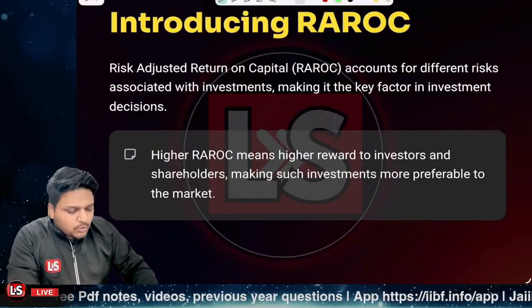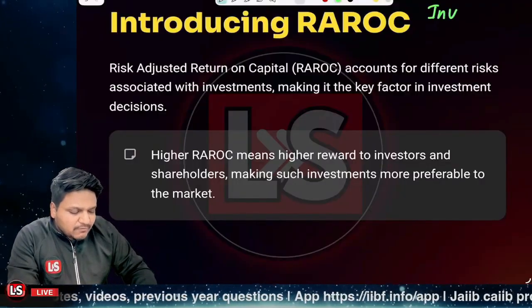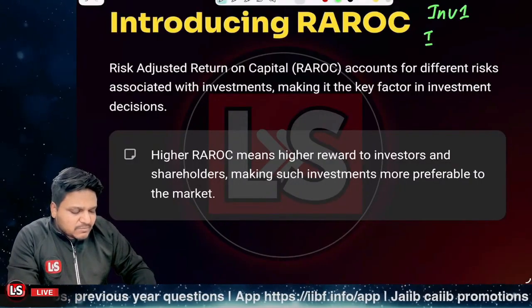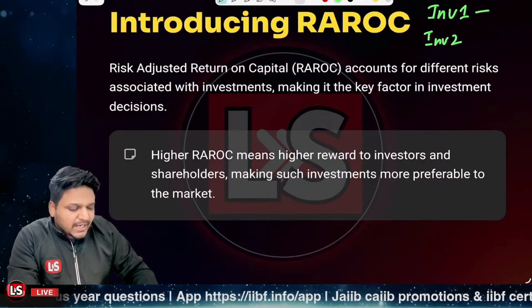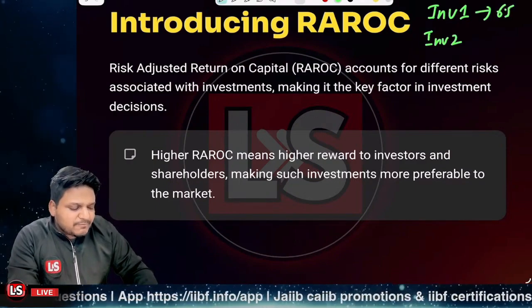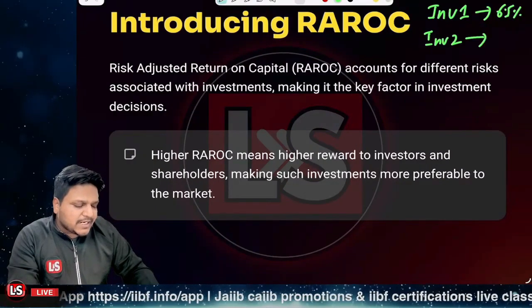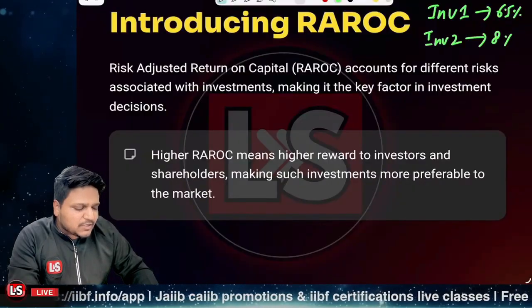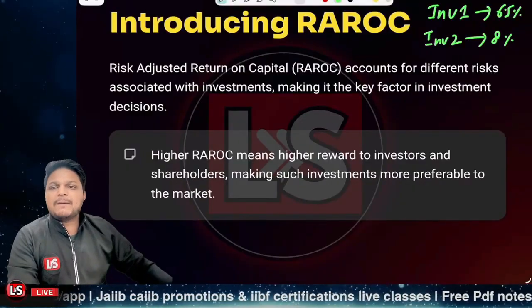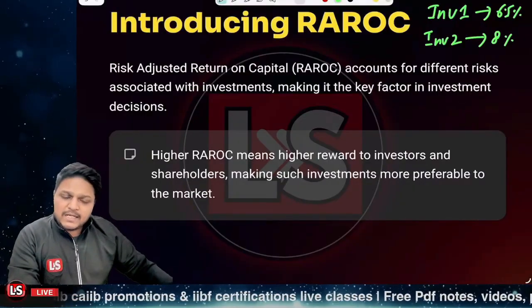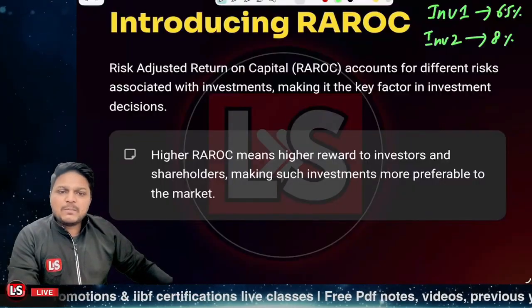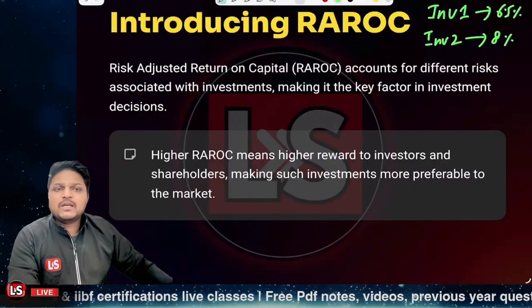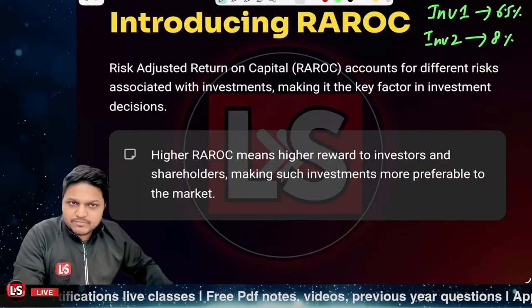As I told you, there are two investments, INV1 and INV2. In INV1 you have a 6.5% RAROC. In INV2 you have an 8% RAROC. Which one will be preferred? Definitely the higher one is to be preferred. We have to go for the higher RAROC, right?